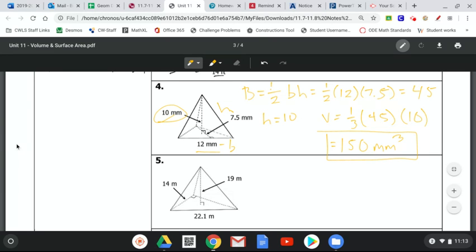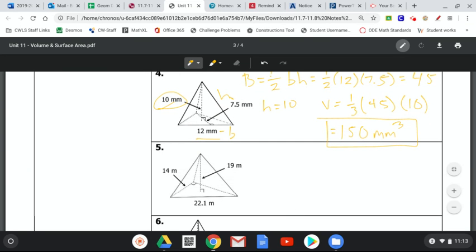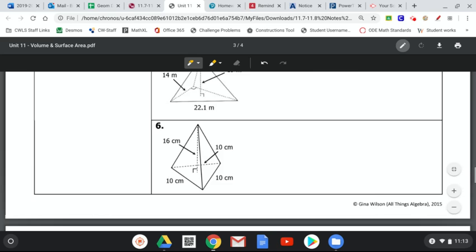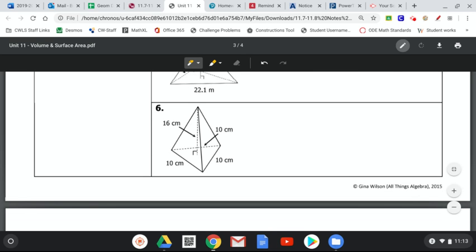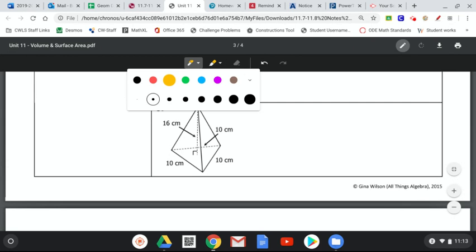All right, so guys, number 5, pretty much the same thing. Try that one on your own. Check your answer on the notes key. Number 6, however, is not, okay? Number 6, it has that triangular base, but we're going to have to do some calculation to figure out the area of the base, okay?